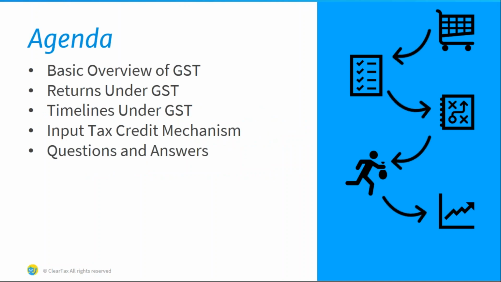Again, we'll start with a basic overview of GST. This particular thing we did last time as well, but we understand that many of you are joining us for the first time, so we'll quickly run through a basic overview of goods and service tax. Then we'll look into all the returns that are required to be filed under goods and service tax, the timelines for these returns, which returns are applicable on which businesses, and what the consequences are if certain returns are not filed. And then we'll look into the input tax credit mechanism, a very high-level overview.